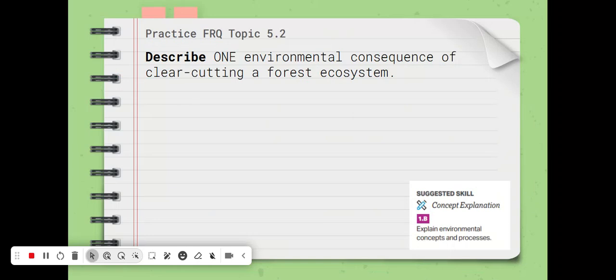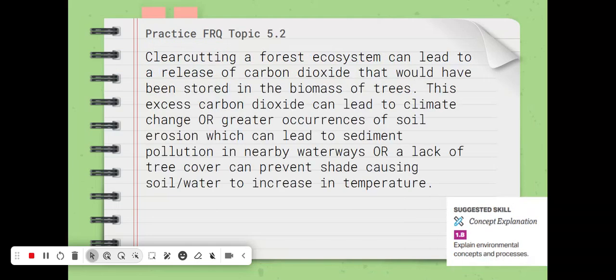So that brings me to a practice FRQ. Take a moment, read the question here. I recommend writing your response in the Edpuzzle along with writing it in your note packet. Okay, here is our practice FRQ for 5.2. Describe one environmental consequence of clear-cutting a forest ecosystem.